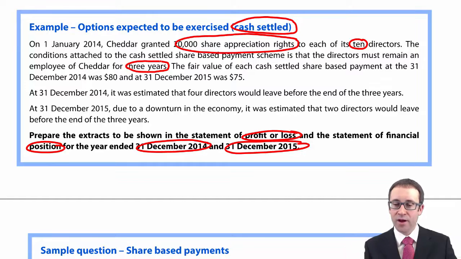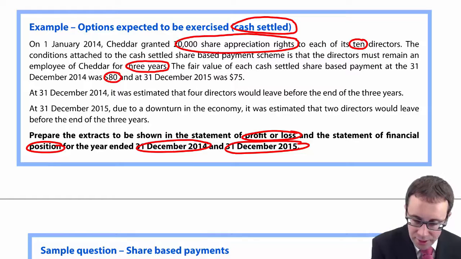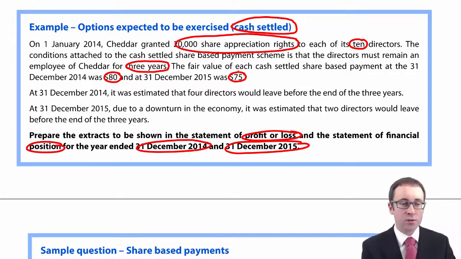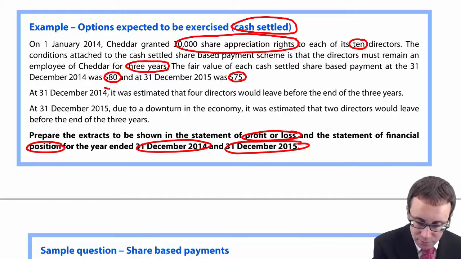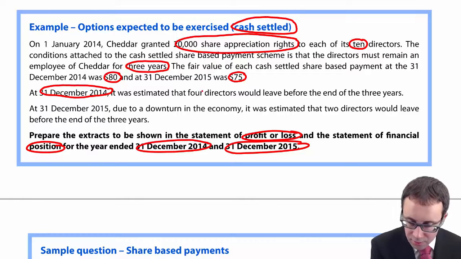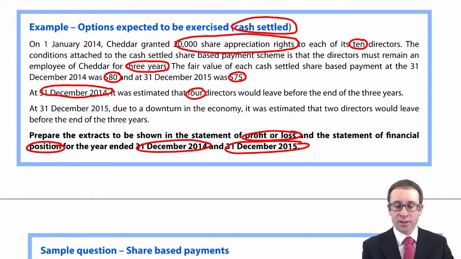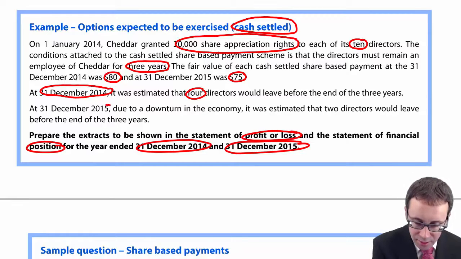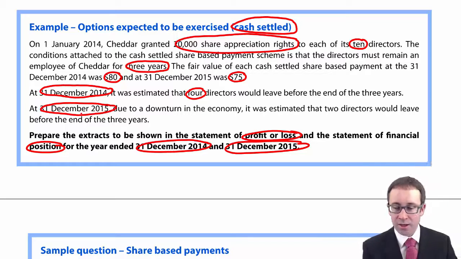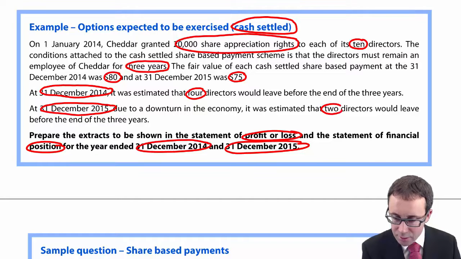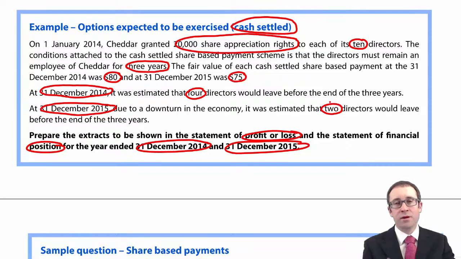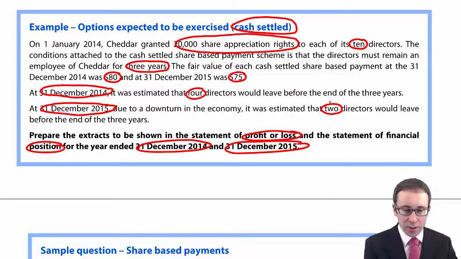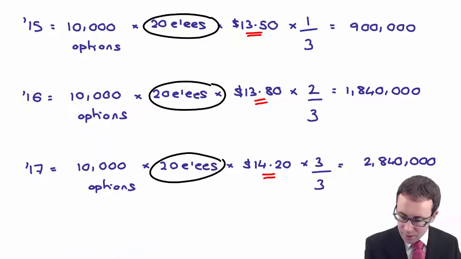And then here you're given the fair value of each cash settled share-based payment. At December 14 it was 80. December 15 it had fallen to 75. We're then given the bits about the expectation. So first year it was 4 directors, whereby in the second year, at the end of the second year, we estimate that 2 directors will leave over that 3-year period. So let's go through and have a play around with it.